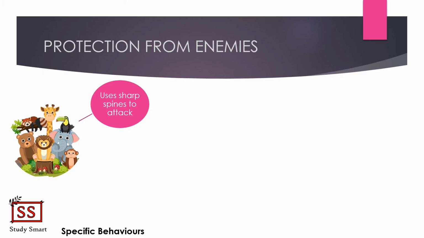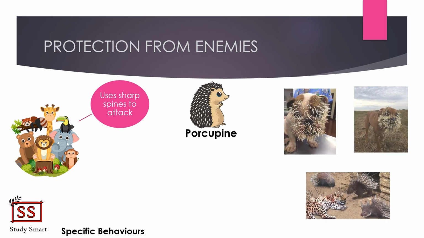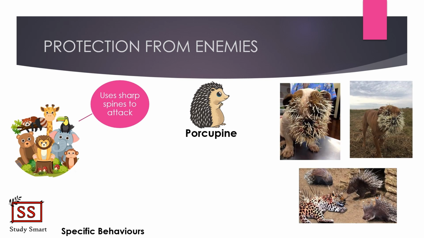The first behavior of animals is using sharp spines to attack. Animals such as porcupine will use the sharp spines to attack their enemies. These are examples of animals that got injured due to the sharp spines from the porcupine.